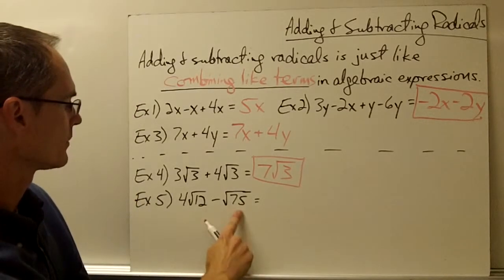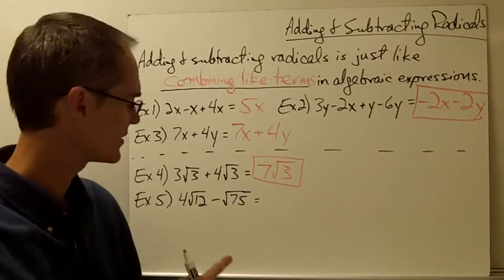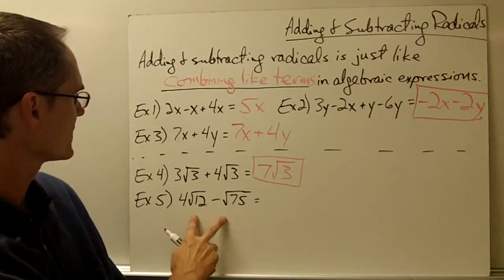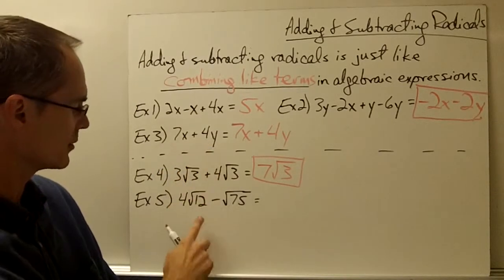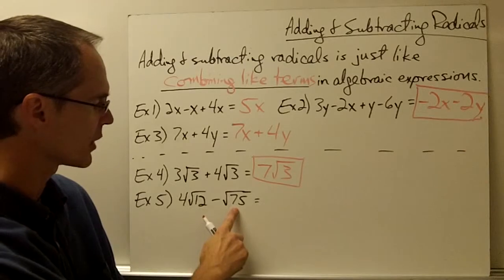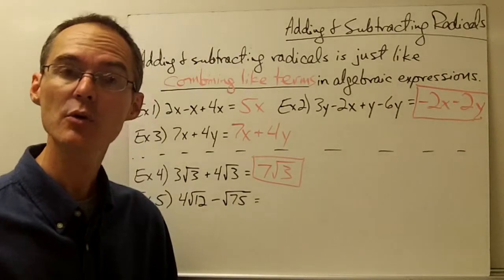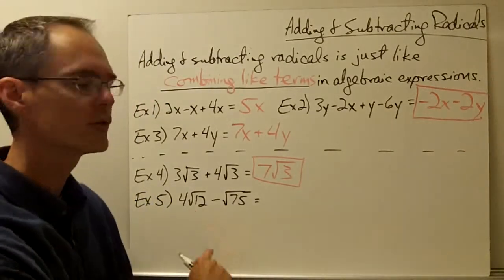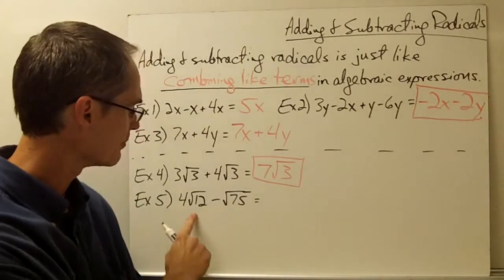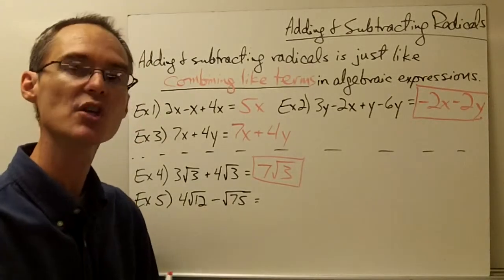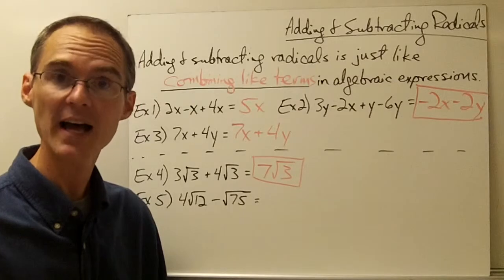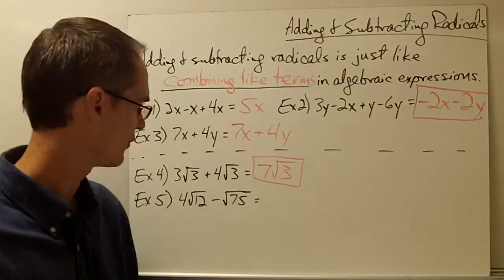Now here's one where at first glance, it looks like, well, I can't combine these. This is kind of like x terms and y terms. This is square root of 12, this is square root of 75, so I can't combine those terms. However, before you decide that you can't combine two radical expressions, you want to first be sure you simplify the radical expression to its simplest form.